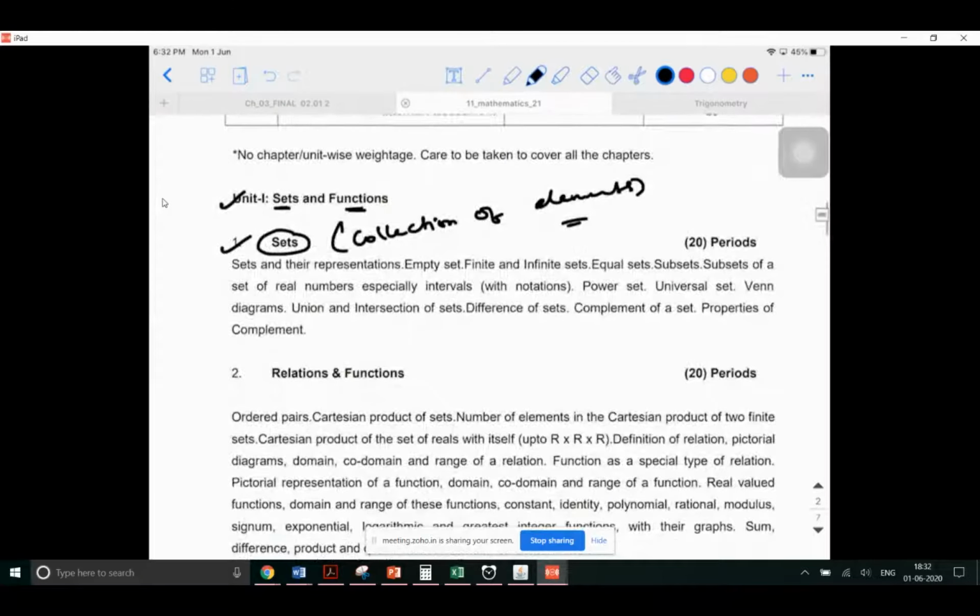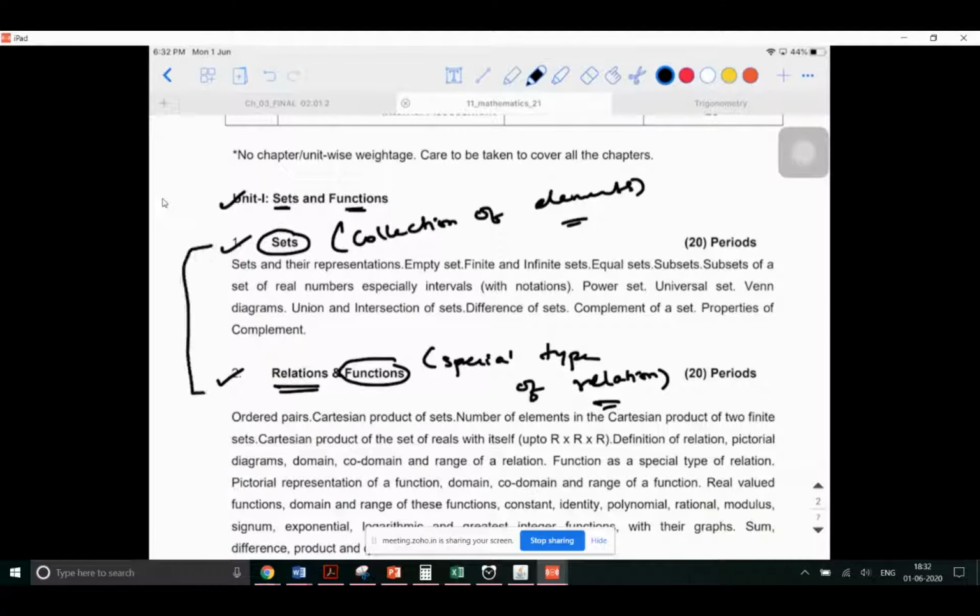And the next one is relations and functions. As the name suggests, relations is going to tell you how two elements of different sets are related to each other. So function is going to be a special type of relation. This is also a new topic. So these two are again new topics. The interconnection of set to relations and functions is what is given here.